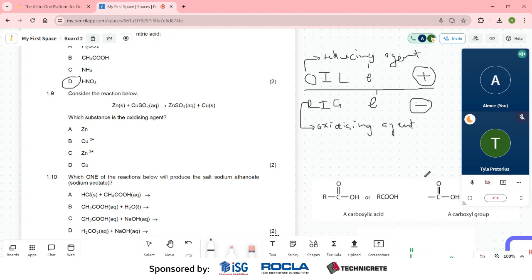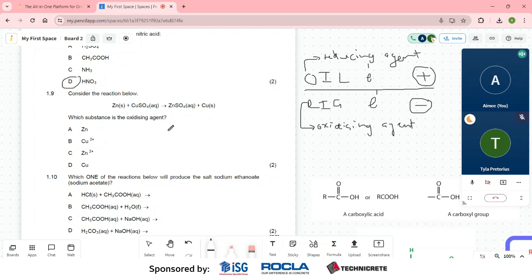So I know it's a bit confusing, but you just need to read your question carefully. If they just use the word oxidation or reduction, it means you're just looking for the thing that undergoes oxidation or reduction. They're asking you in literal terms, they're not trying to confuse you. If they have the word agent there next to either oxidizing or reducing, it means the reducing agent is actually the thing that undergoes oxidation, and the oxidizing agent is actually the thing that undergoes reduction.